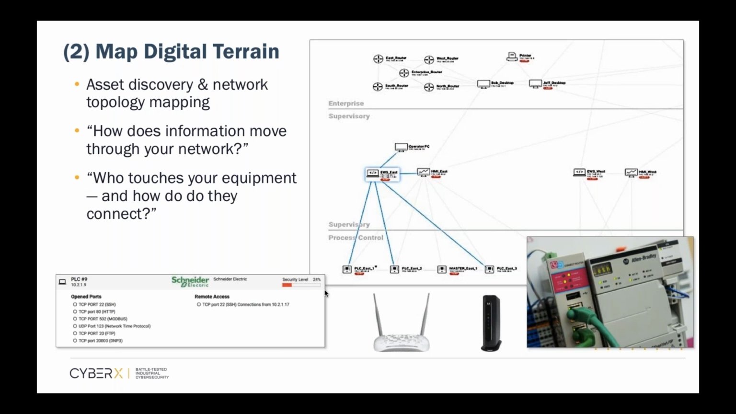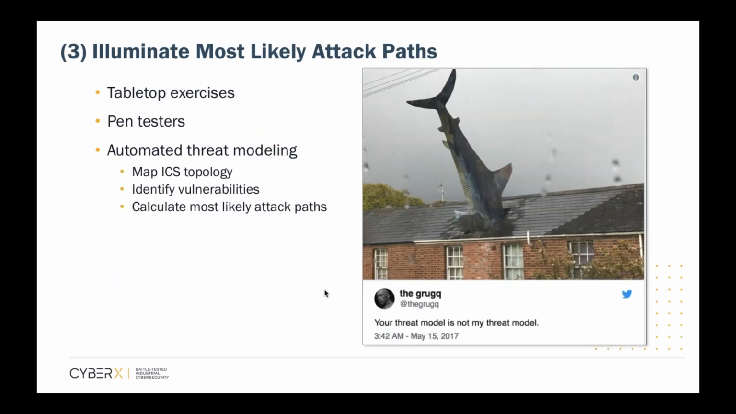Now, this is something that CyberX and other vendors do. This is not meant to be a commercial, but rather it's supposed to be informative for people who are listening. But the asset discovery and network topology mapping is best done by a firm that specializes in OT security. And that's because firms that specialize in OT security know the proprietary protocols and thus can discover the most assets most quickly. Once the terrain is mapped, then you need to illuminate your most likely attack paths.